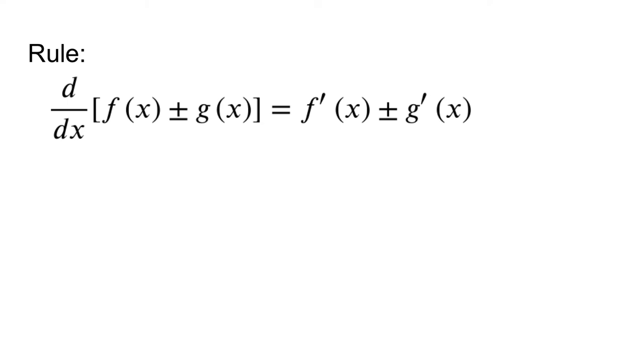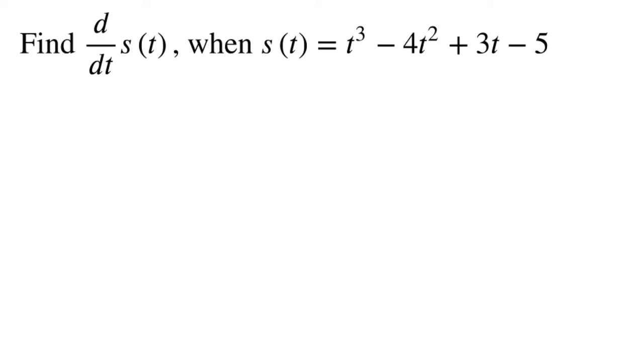The niceness and simplicity of calculus continues. If we have the sum or difference of multiple things, multiple little tiny functions, we can take the derivatives of each one of those parts individually. So for example, if we wanted to find the derivative of s of t, when s of t was equal to t to the third minus 4t squared plus 3t minus 5, we can just simply take the derivative of each one of these individual parts. Let's see what that looks like.